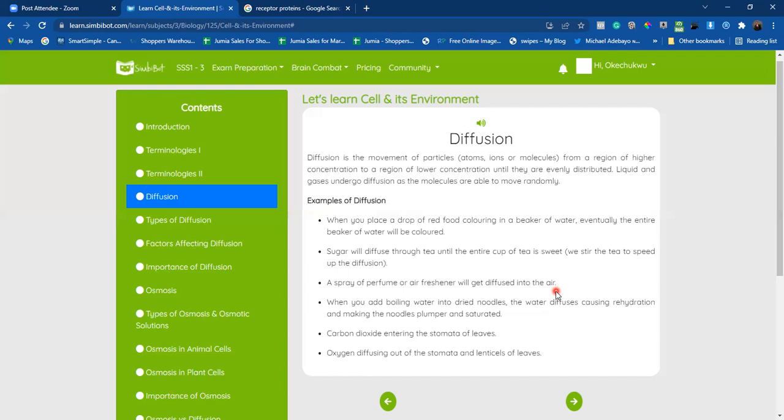Carbon dioxide entering the stomata of leaves: plants take in carbon dioxide and release oxygen. Where the carbon dioxide enters from is the stomata. We know that plants take in carbon dioxide, and where it enters through is the stomata, and they release oxygen. How does this oxygen go out? It's through the stomata also and the lenticels. The stomata is more like the gaseous exchange mechanism of plants.